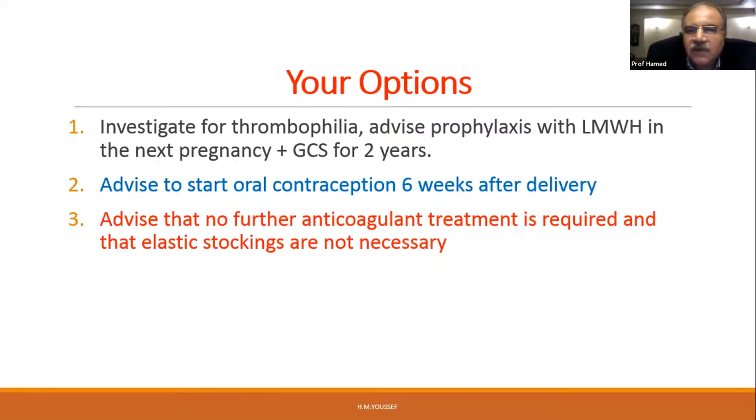Investigate for thrombophilia, advise prophylaxis with low molecular weight heparin in the next pregnancy, and advise the graduated stockings for 2 years. Advise to start oral contraception 6 weeks after delivery. Or advise that no further anticoagulant treatment is required and that elastic stockings are not necessary.